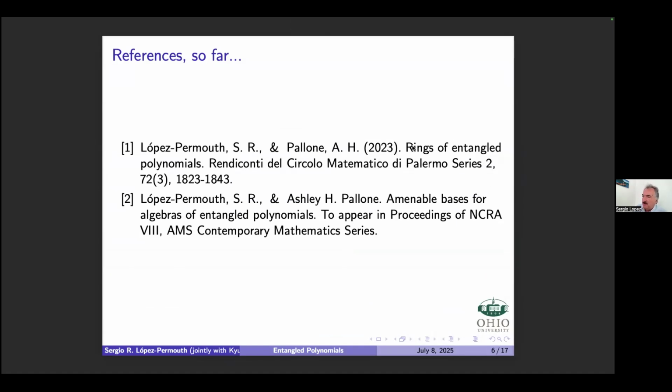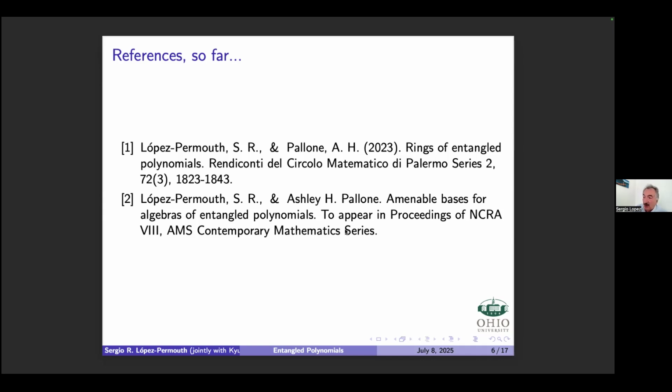We wrote the first paper. It appeared in Rendiconti del Circolo Matematico di Palermo. And at the time, my obsession, which continues to be a little bit of an obsession even today, was on something we call amenable basis. We were looking for things that behave like polynomials, but were not exactly polynomials. Lack of commutativity was a nice property, and so these entangled polynomials were a nice place to play.